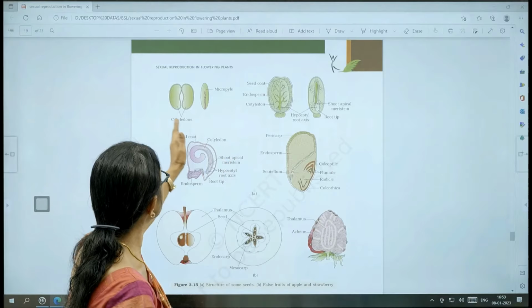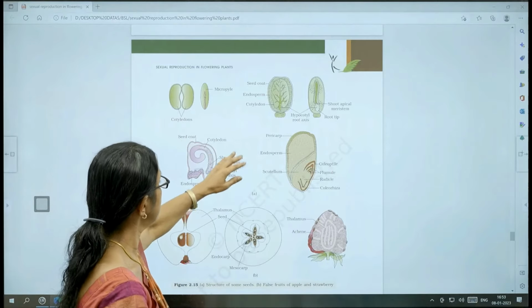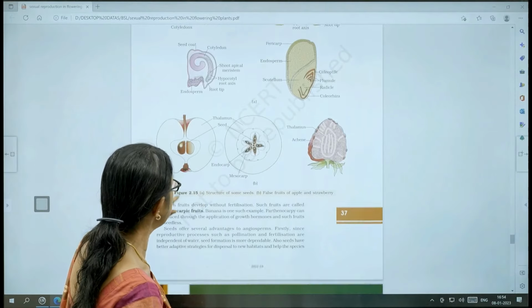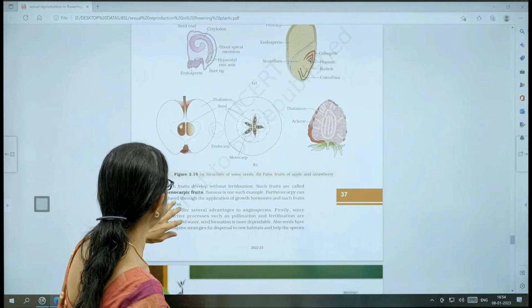And that is the cotyledon, storing the food. And these are the false fruit. Apple and strawberry.